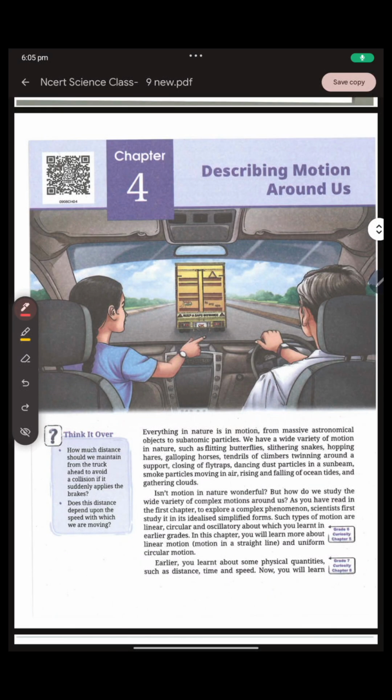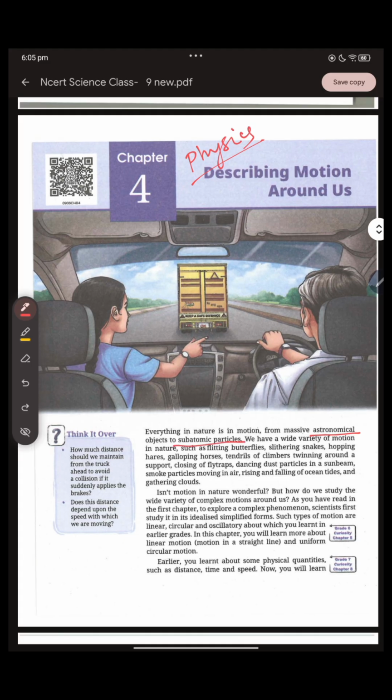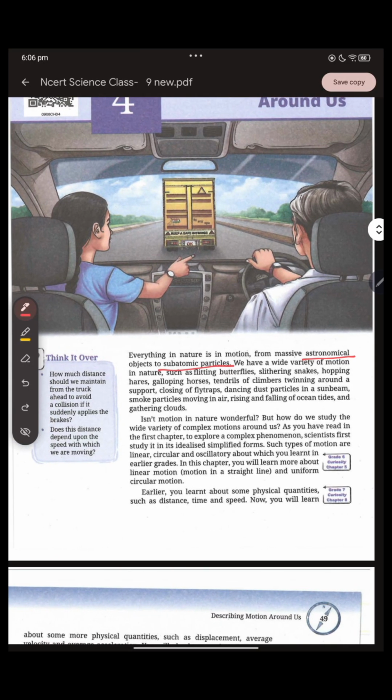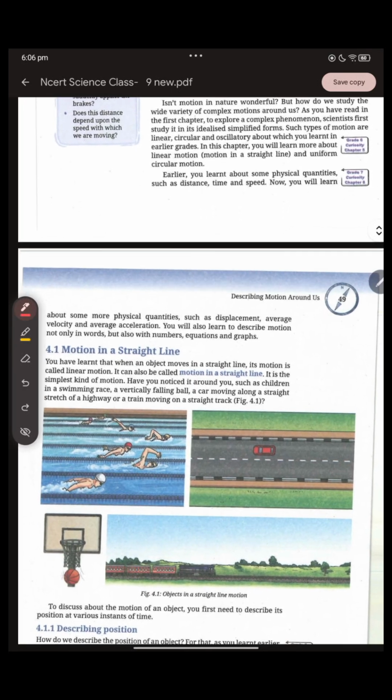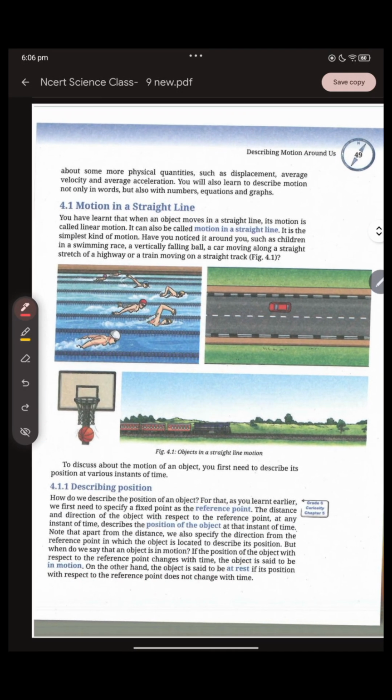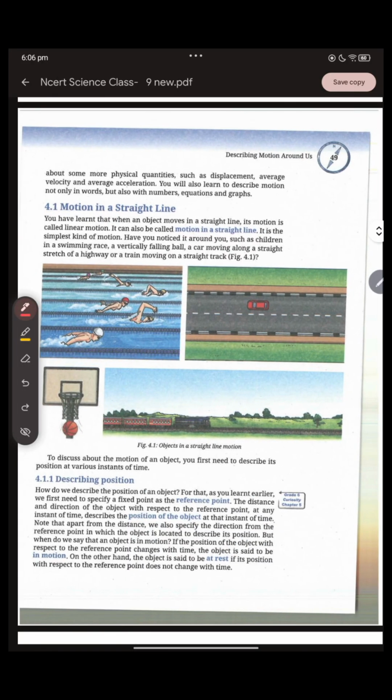This is chapter 4, physics part of class 9, describing motion around us. Almost every object around us is in a state of motion, be it astronomical objects or subatomic particles. So we need to study different types of motion. When we talk about moving objects, we always need something known as a reference point. That means with respect to a reference point, something is changing its position.